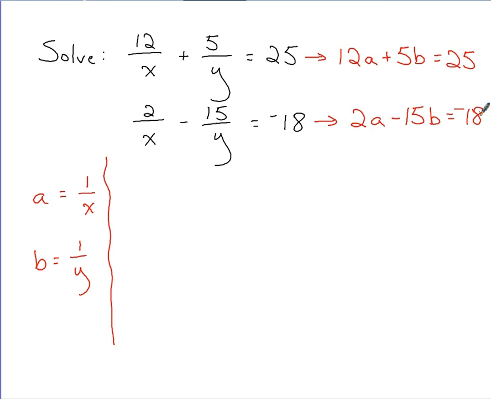Now we've got a system that'll be a little easier to work with. In terms of the process you want to use from this point on, it's really up to you. I'm usually a fan of elimination, so that's what I'm going to use. In fact, I'm going to eliminate the b's. To eliminate the b's, I could take this first equation and multiply it by 3, right? That would give me a 15 here, a negative 15 there. It'd be easy to cancel out.